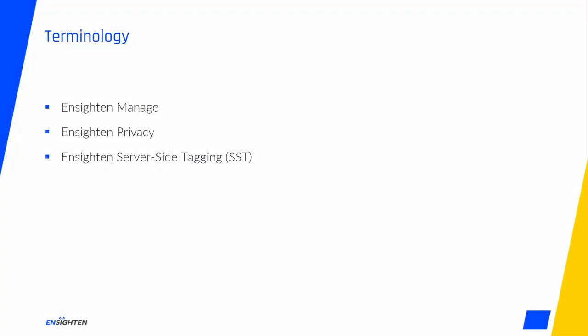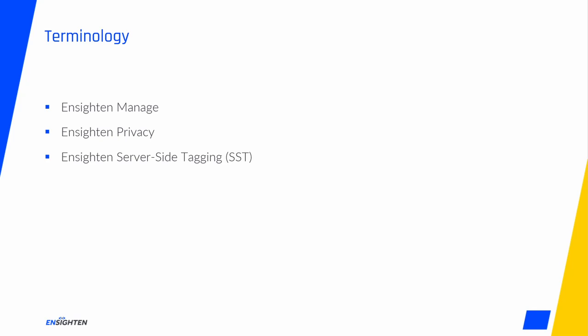Another quick aside about terminology. You've heard me say both Ensighten and Manage in the videos so far. Ensighten, the company name, is sometimes used to refer to all products available to clients, while Manage is specific to the TMS. This can be an important distinction if you're a client with multiple products, or you intend to take our certification exam. Other products in the platform include our privacy product or an enhancement of the normal tag management system called server-side tagging.